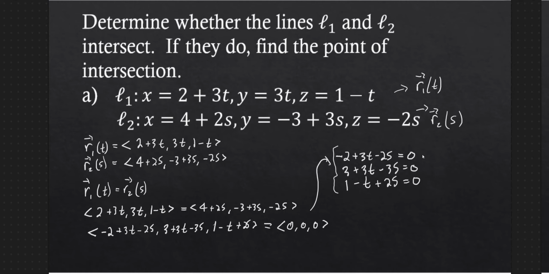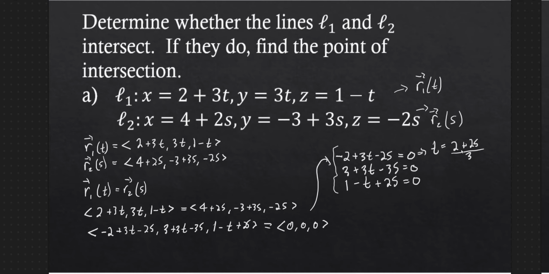So I'm going to take this first equation, and I'm going to find t in terms of s. If I add the 2 to the other side, add the 2s, and then divide by 3, I'll get t equal to 2 plus 2s all over 3. So that tells me what my t would have to be equal to in terms of s.